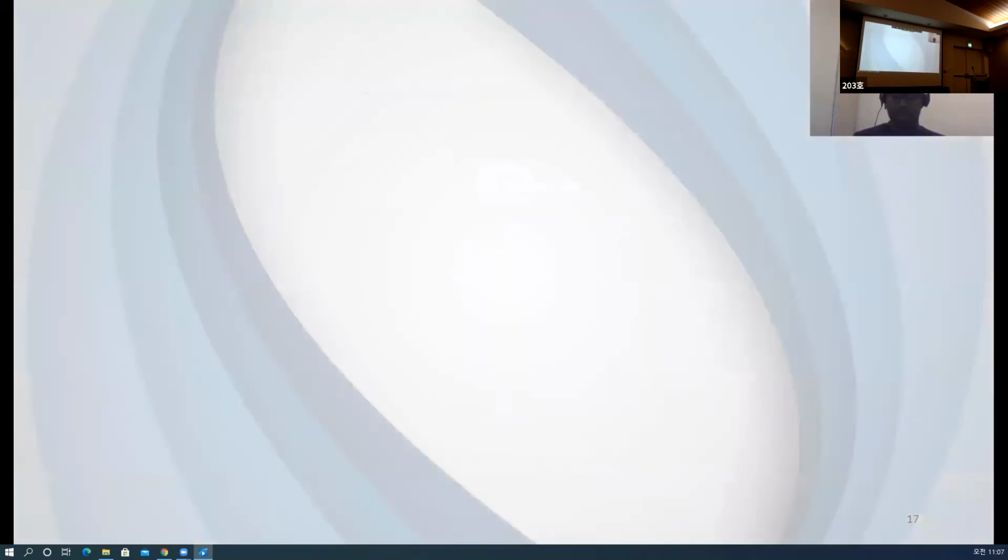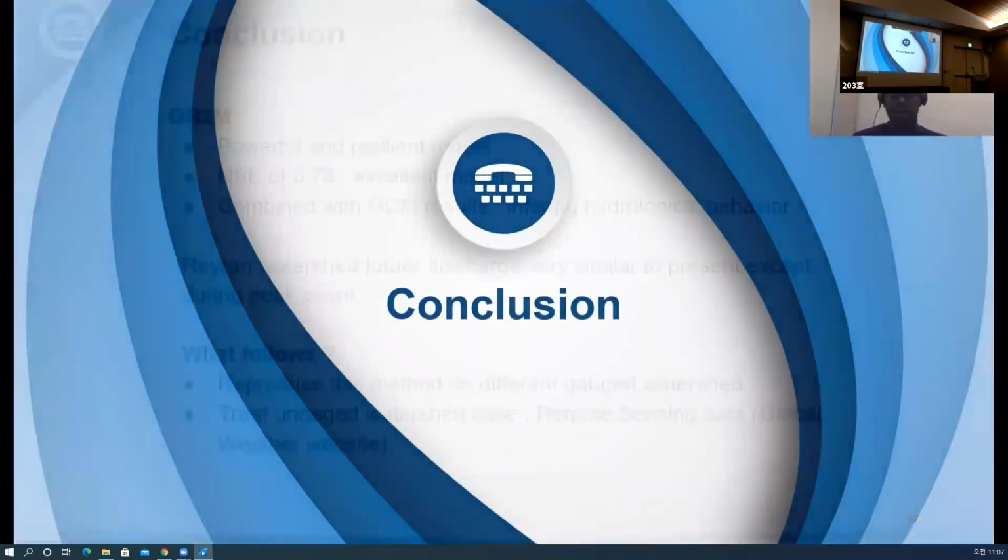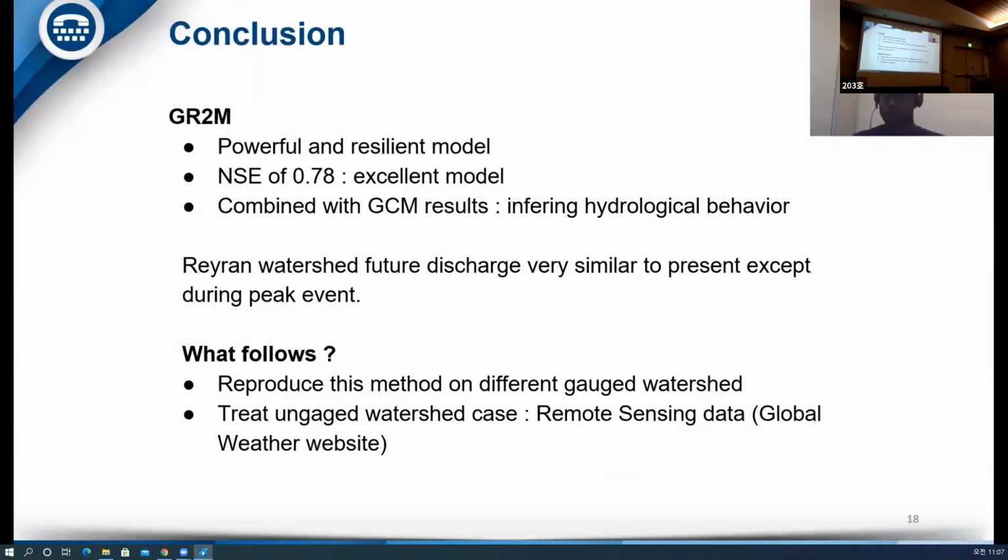In conclusion, GR2M is a powerful and resilient model, giving us excellent results with an NSE of 0.78. Coupling the GR2M results with a general circulation model, which is basically used as weather forecasting for the IPCC, for example, can help infer the hydrological behavior of a watershed. So the watershed's future discharge is very similar to the present one, except during peak events, as we saw before.